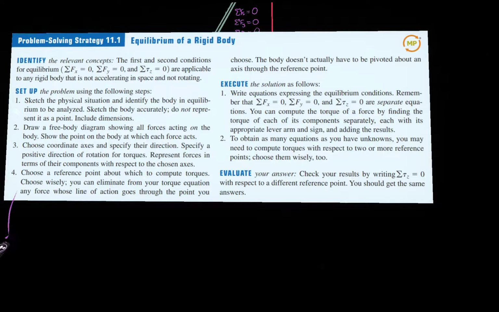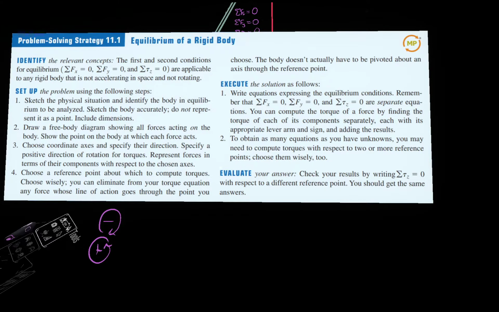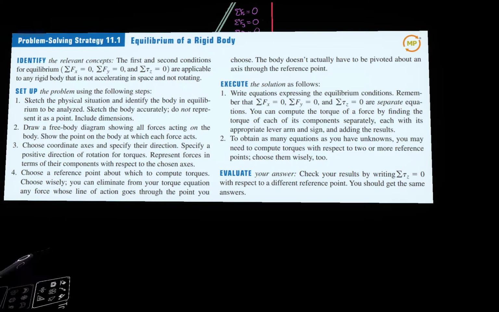You're going to choose coordinate axes, as usual, and specify the positive direction for each axis. And then you're going to specify a positive direction for the rotation of torque, right? It's either going to be one way or the other. One of them is going to be positive, one is going to be negative, it doesn't matter which way, it's just so that you can be consistent with yourself.